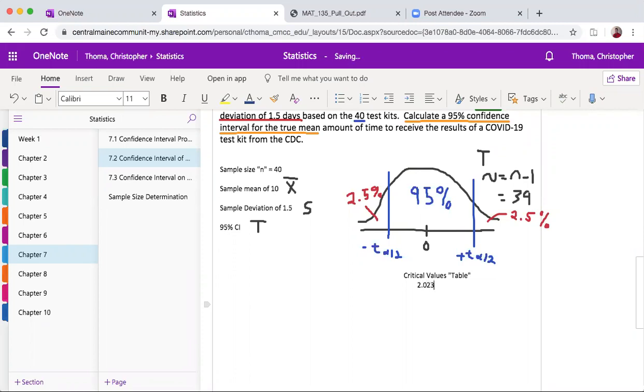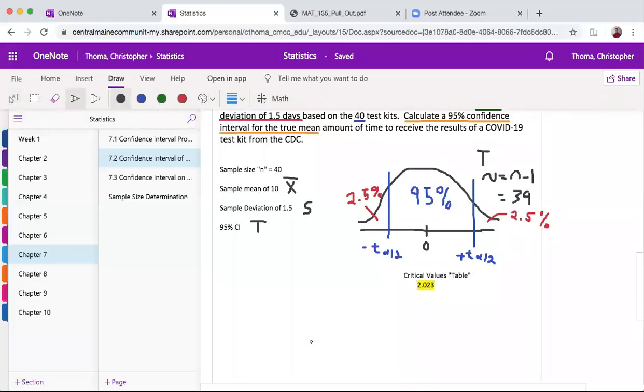I get 2.023. That's correct. Good. So 2.023 in the table, right? Now I have all my information. Now I go to my little pullout, go find my formula. I'm just going to write it out so we can all see it again.